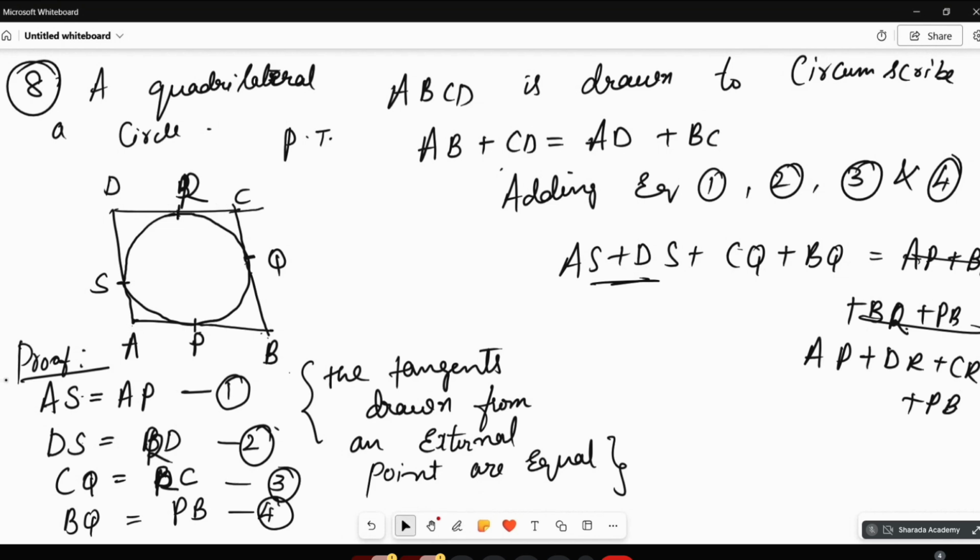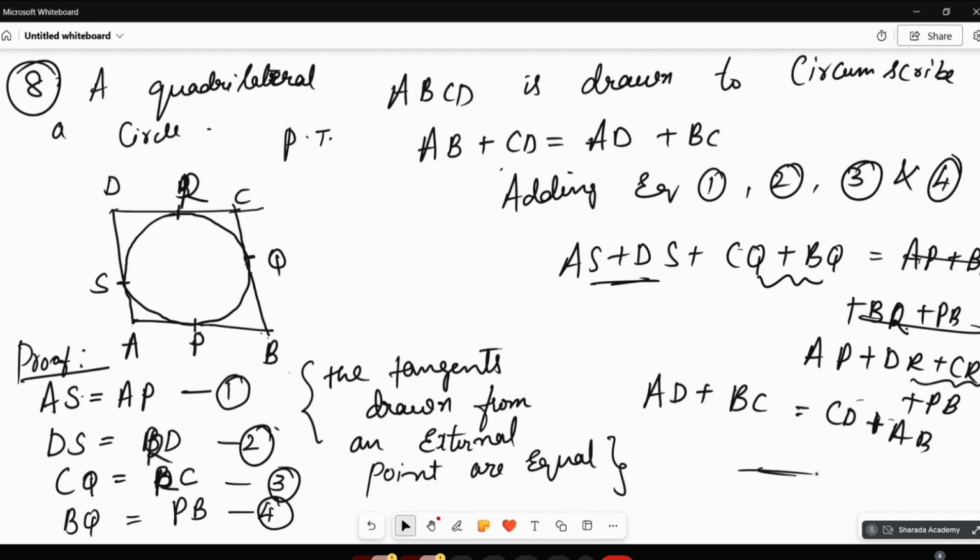So AS plus DS is AD. CQ plus BQ is equal to BC. This is equal to BC. And then CR plus DR, that is equal to CD, plus AP plus PB is equal to AB. So it is proved. Okay, and this result also, remember, MCQs they will ask.